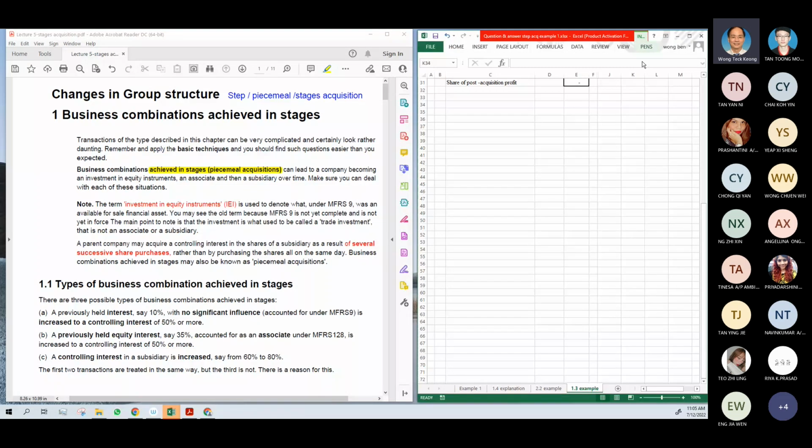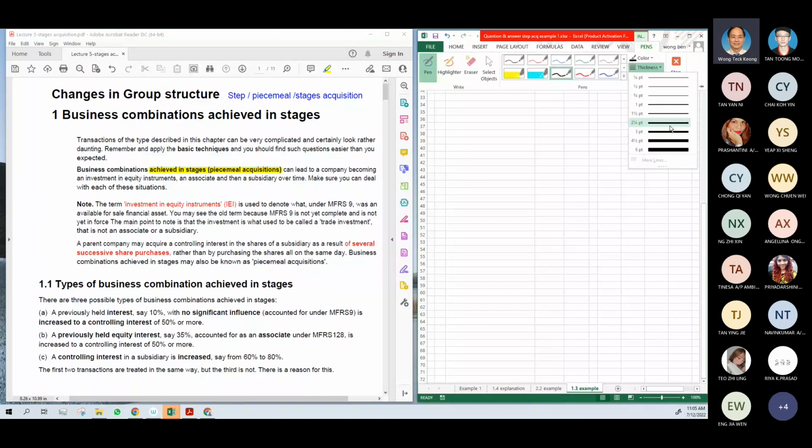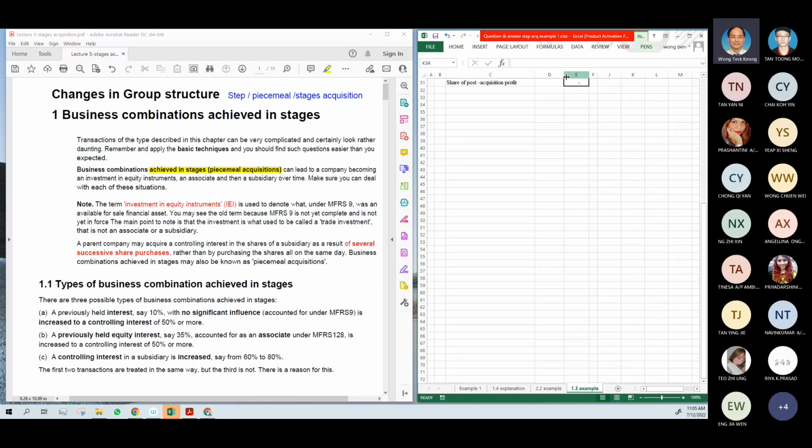I'll use some big notes here. P, make it simple. P for parent. They buy over a subsidiary called S. Initially, the first time they buy, say year 1, they bought 10%. So this is nothing, this is a normal investment, a trade investment we call it.